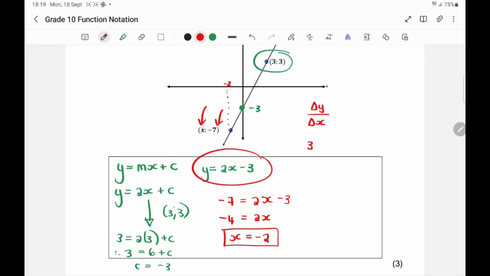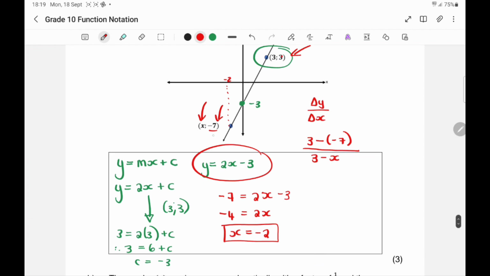Okay, so 3 minus 7, just be careful for that double negative, over 3 minus x. So remember, if you start here with your y, 3 minus 7, you have to go here for the x, 3 minus x. And that gives you 2. And then 3 plus 7 is 10, is equal to 2 times 3 minus x, 6 minus 2x, and then you'll get 4 is equal to negative 2x, thus x is negative 2.